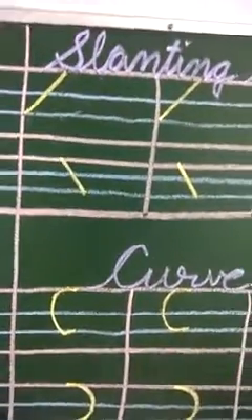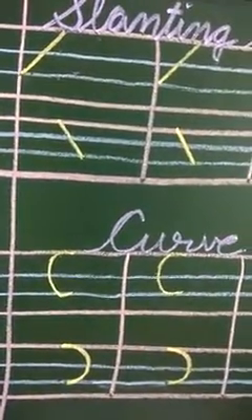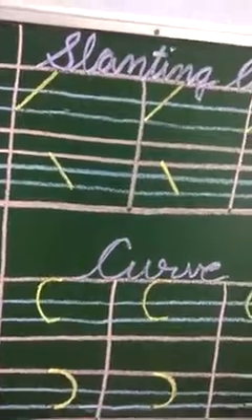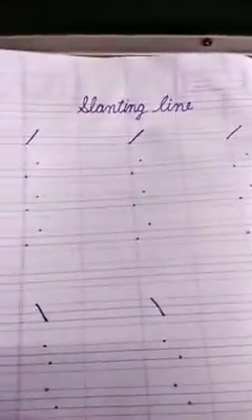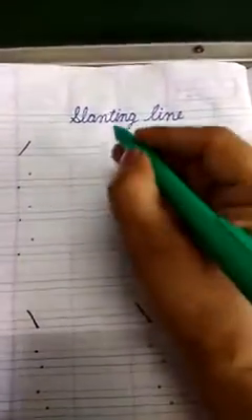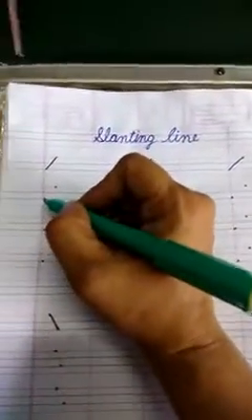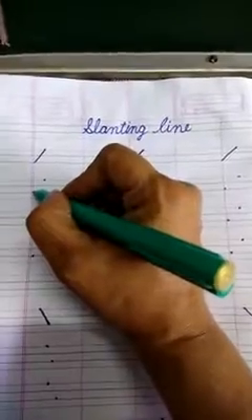Okay, now this work we have to do in the English notebook. Which notebook? ABCD notebook, in which you have done standing line and sleeping line. Now open it, everyone. Now this is slanting line. From here, how do you have to write? You have to go from down to up.